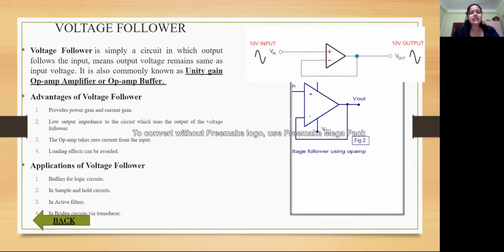Now this circuit doesn't amplify anything. It doesn't amplify the input voltage. It doesn't change the input voltage. So a voltage follower circuit is also known as a buffer circuit.